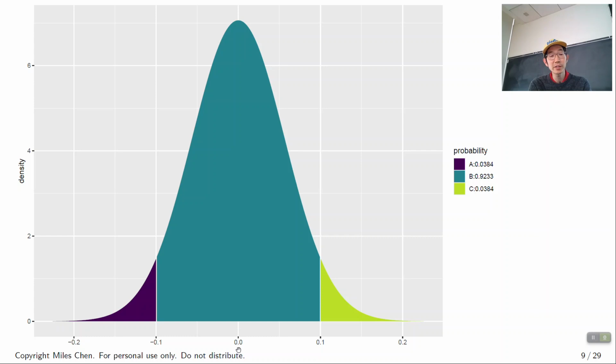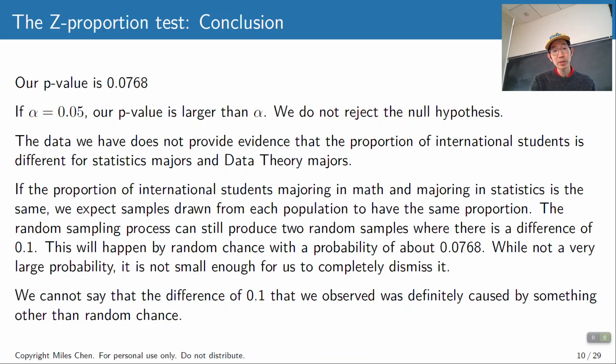This is centered at 0, and we observed a difference of 0.1, and we want to know what's the probability of getting a difference of 0.1 or something more positive, also negative 0.1 or something more negative. And so the area is around 3.8% in each of these tails, and when you double that, you get something around 7.7 percentage points. Okay?